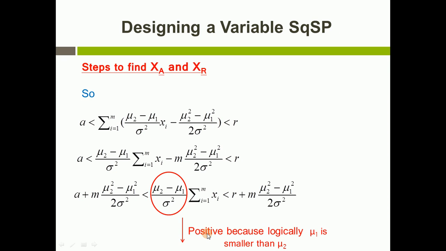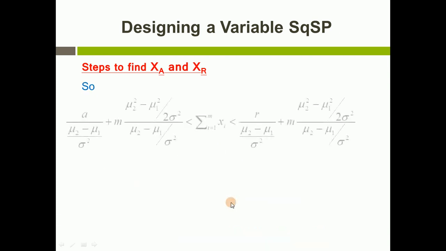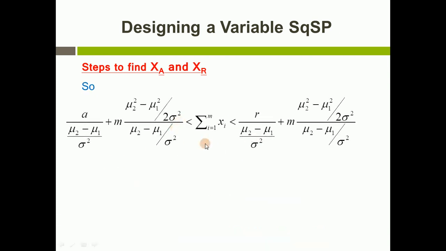And this is only because I'm working on an upper specification limit. It wouldn't be the same case if I were working with the lower specification limit. Think about it. Even in this case, I can divide both sides by this, keeping the direction of the inequality as it is. So here we have summation xi, and here we divided both sides by the quantity (mu2 minus mu1) over sigma square.